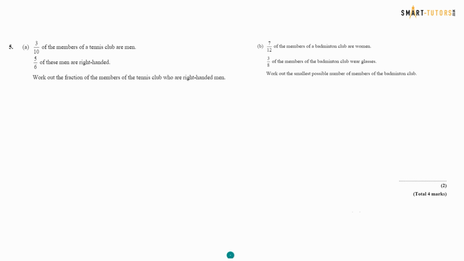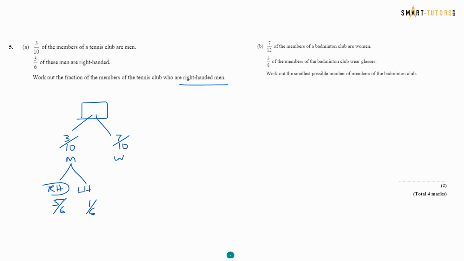Question number 5. 3 upon 10 of the members of the tennis club are men. So in a tennis club, the men are 3 upon 10. What does that mean? If this is men, then women is going to be 7 upon 10. 5 upon 6 of these men are right-handed. So of these men, right-handed and left-handed, right-handed is 5 upon 6. So only one in six is left-handed. Work out the fraction of the members of the tennis club who are right-handed men.